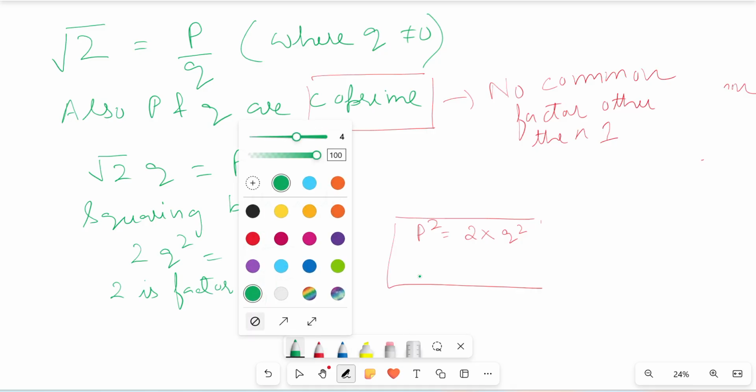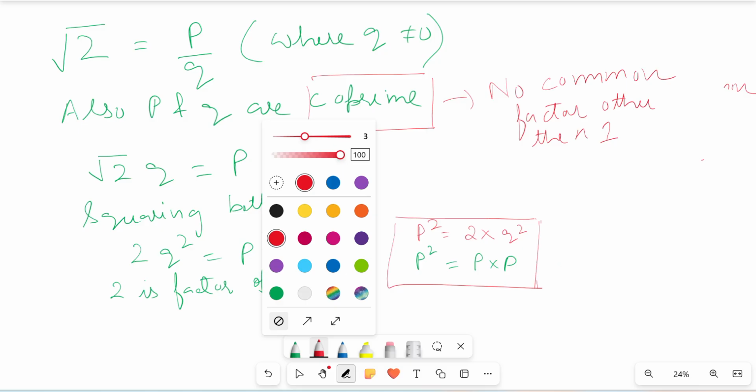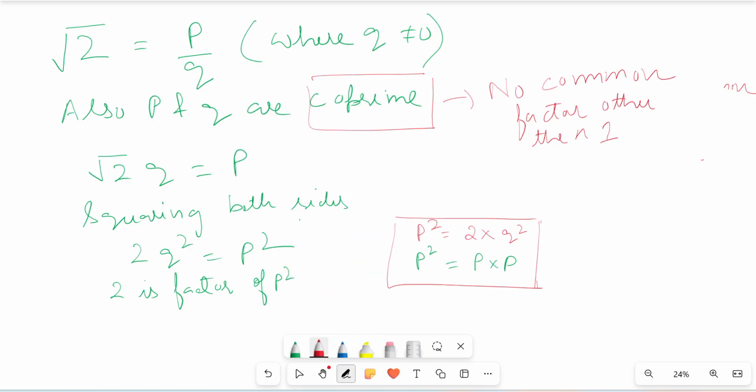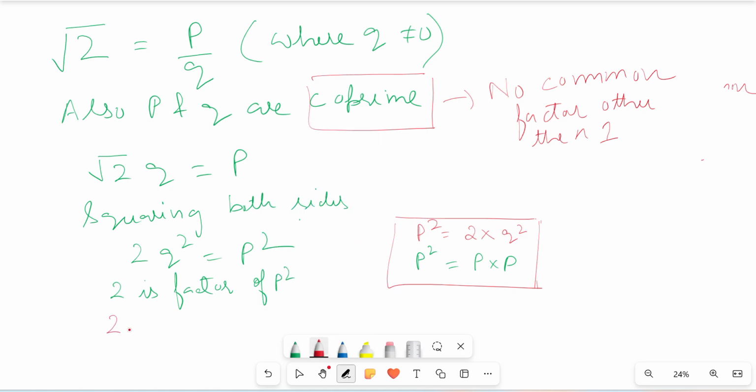Also tell me one thing, how do we get p square? p square is a perfect square, right? What is a perfect square? You get it as p into p. Definitely 2 should be present as a factor in p. Then only it will come as a factor in p square also. So yes, 2 is a factor of p also.